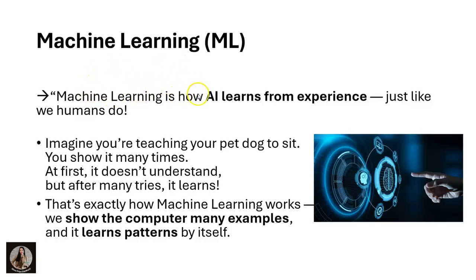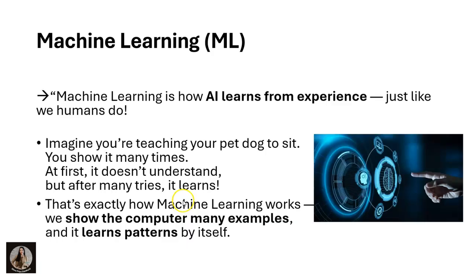Machine learning is how AI learns from experience, just like humans do. Imagine you're teaching your pet how to sit. You will show it many times. Sit, sit, doggy, sit, Jimmy, sit. You will say it many times, but it doesn't understand in the beginning. After many tries, it learns and understands what exactly you are telling.